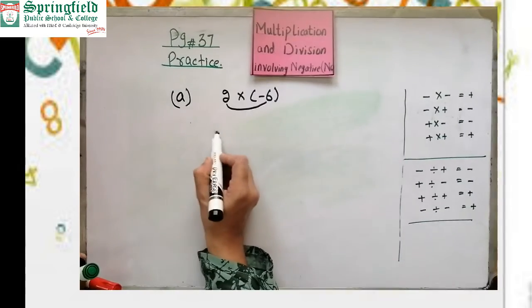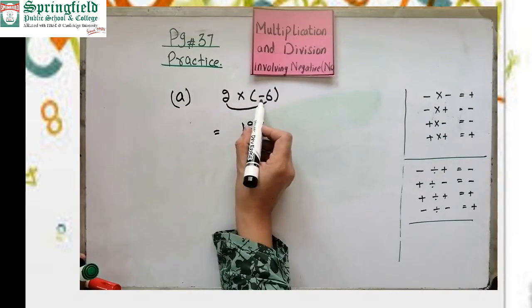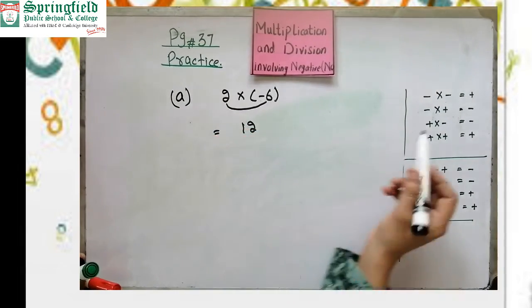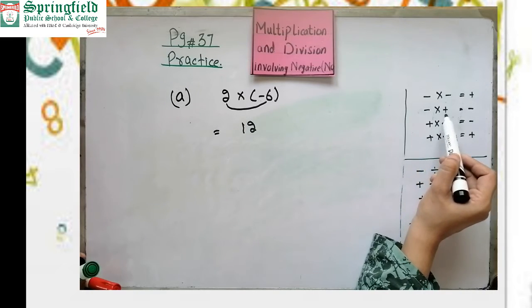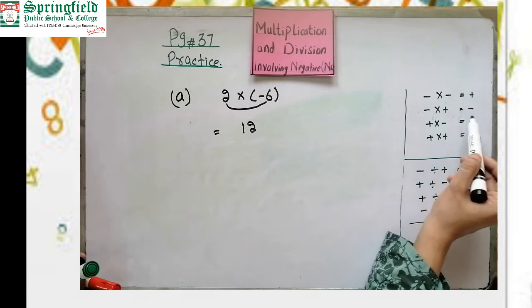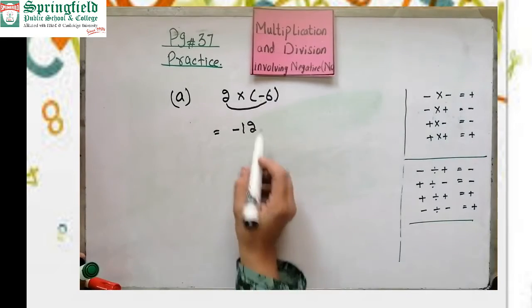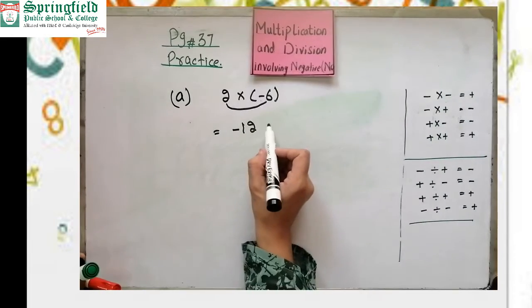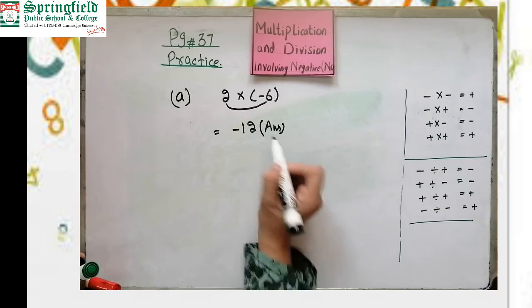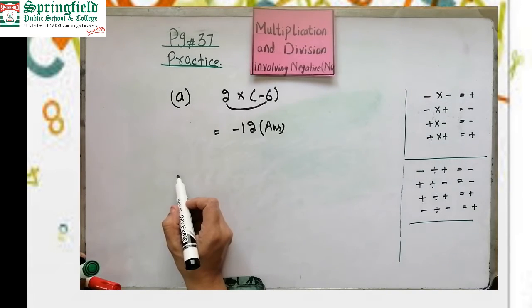2 multiply 6, 12. Minus plus, during multiplication, minus multiply with plus sign, so the answer is in minus form. So minus plus minus. Minus 12 is your final answer. Understood? And now come on the next E part.